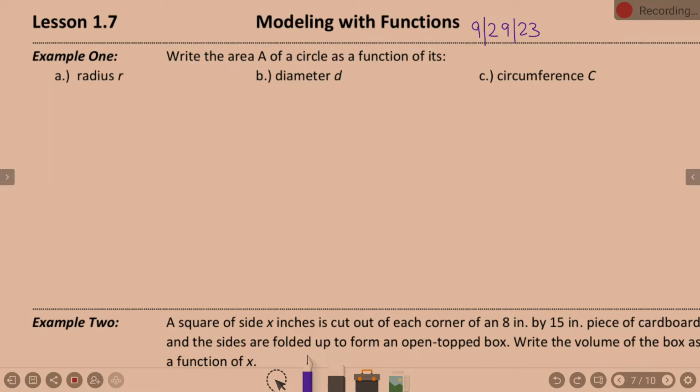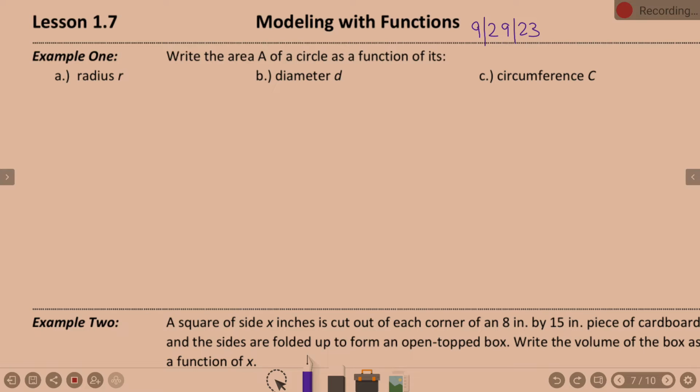Lesson 1.7, our last lesson in chapter 1. Officially, it is modeling with functions. So we are trying to take different scenarios and write functions. We're using a lot of formulas basically today, and writing what we need into a formula type form. Example 1, we're going to look at writing the area of a circle in 3 different ways.